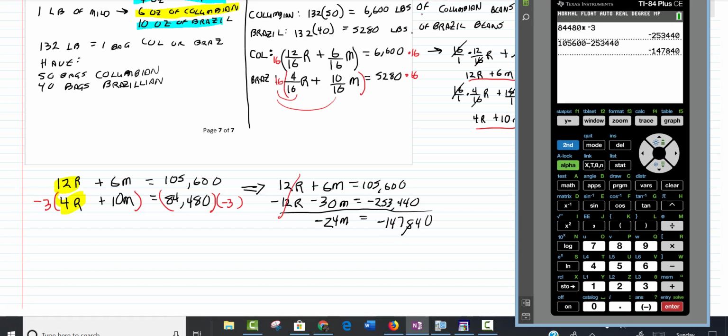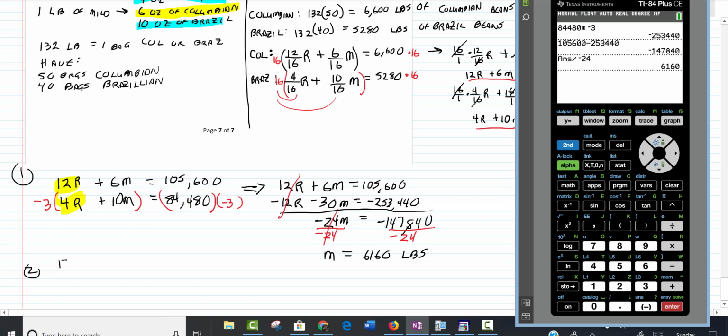All right. So now, solving this equation, you want to divide both sides by negative 24. And then we'll take the calculator, and this will give the amount of pounds of the mild blend that we're going to have. So we take that number, divide by negative 24, 6,160, so we have 6,160 pounds of that mild blend. Okay. All right, so we did that.